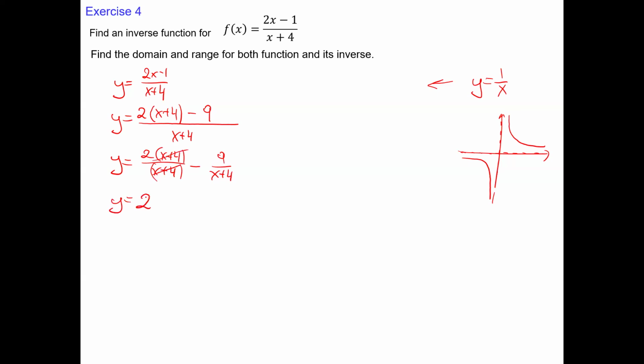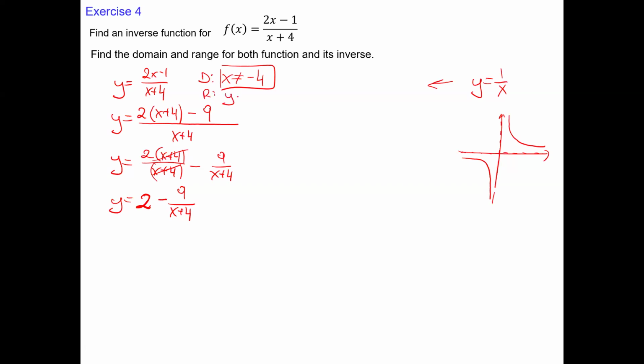We can see 2. We're shifting the horizontal asymptote from 0 to 2. And then it's negative 9 over x plus 4. That means the domain for this is all of the numbers, but not negative 4.